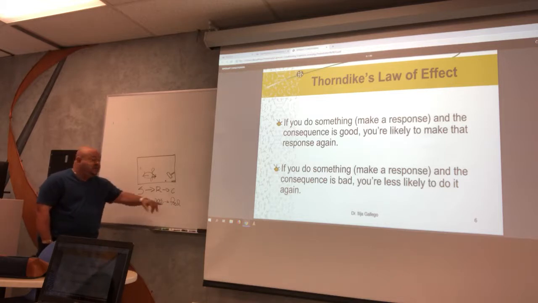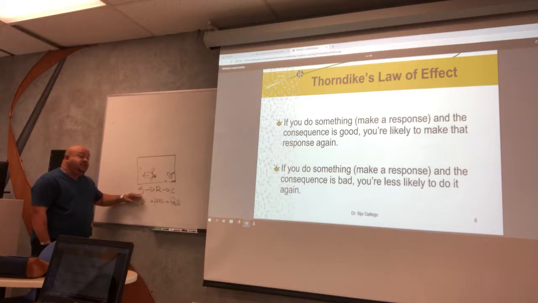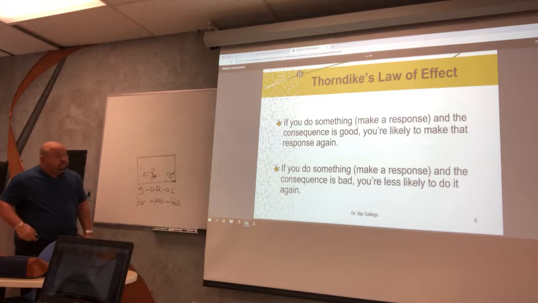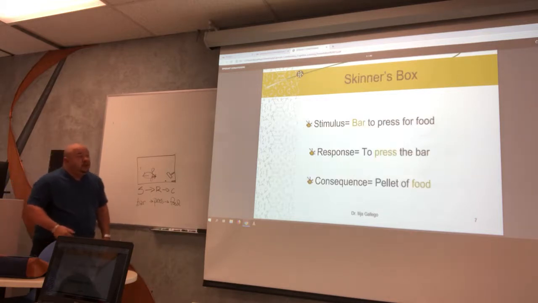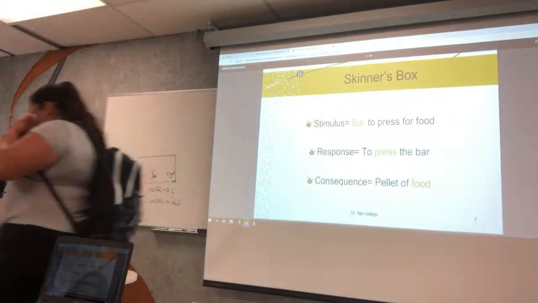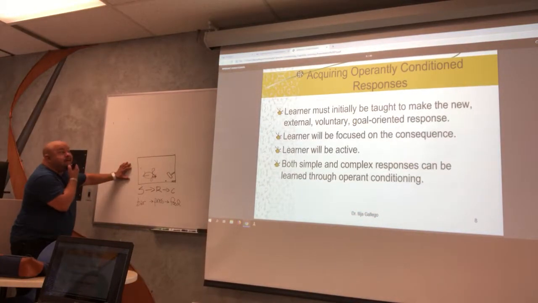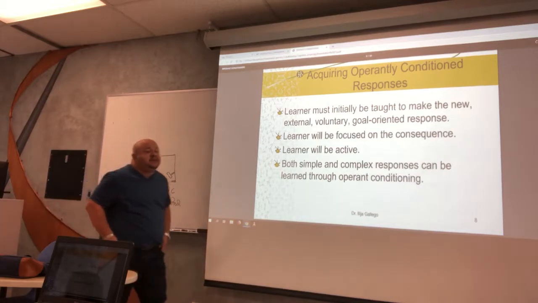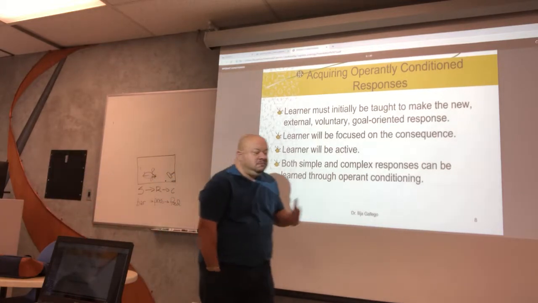So you see, the consequences you've had in the past are going to predict how you're going to behave in the future. So you can think of it as stimulus or situation, response or behavior, and consequence. So we already talked about in the Skinner box, the stimulus is the bar, the response is to press it, the consequence is food.